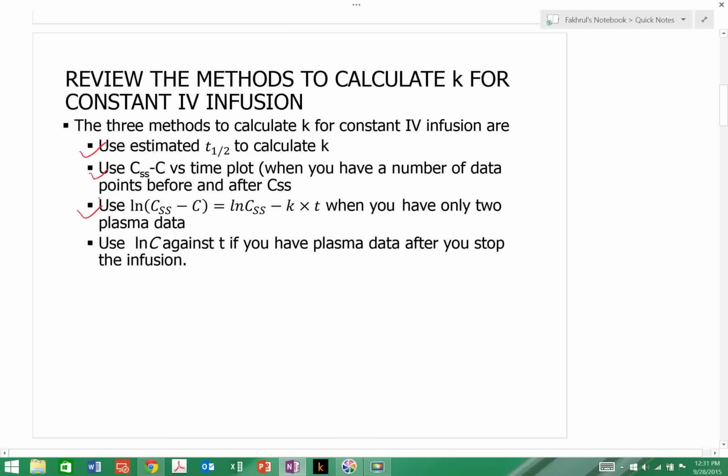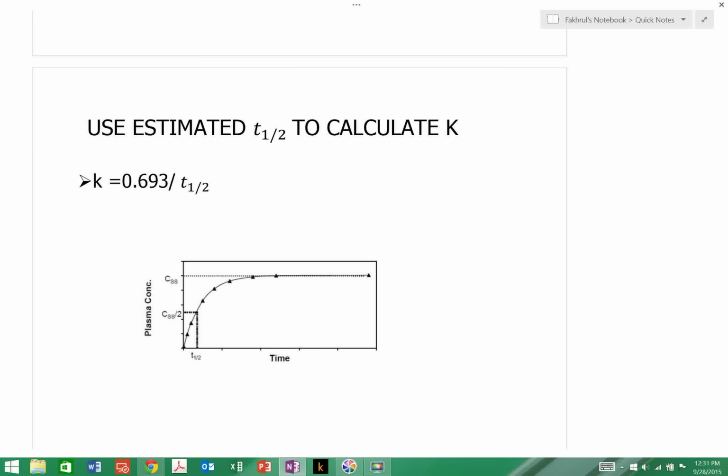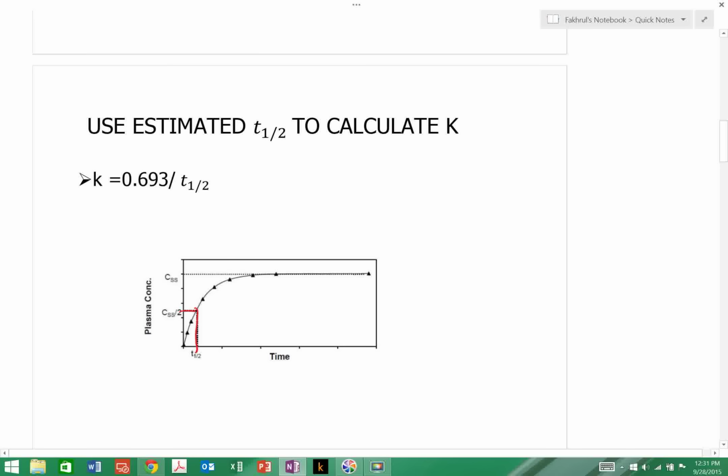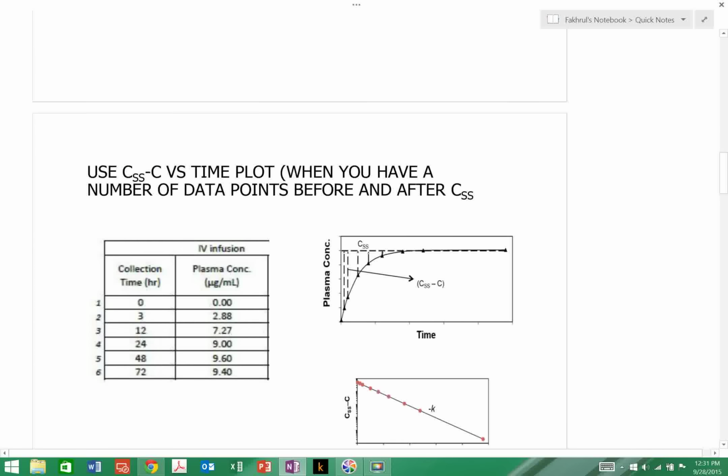So we'll learn another method, use ln C, log concentration against time, if you have plasma data after you stop the infusion. So the first method, if you remember, if we have plasma concentration time profile data, and from this time profile data you can calculate T half, time to achieve CSS, and then from that data you can calculate K using this equation.